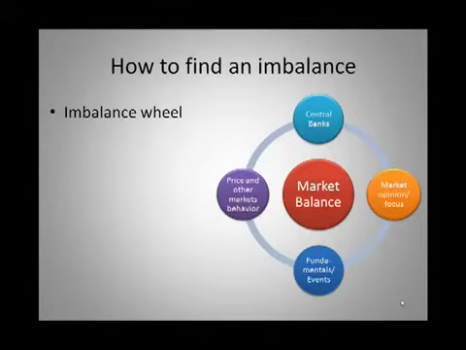So how do we find an imbalance? I use something called the imbalance wheel. Basically, it's an expression of the 4 different elements of the market, and during good times when everything is in balance, each of these elements are in agreement with each other and with themselves. When one of them goes off track, a discrepancy or an imbalance develops, and that leaves room for us to profit. So today we're going to focus on price and other markets' behaviors.